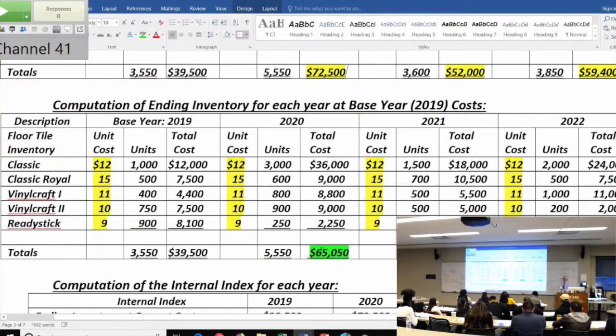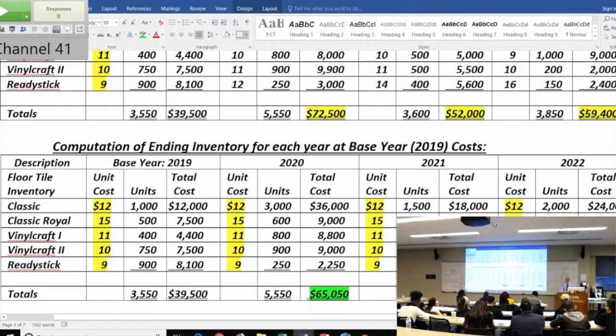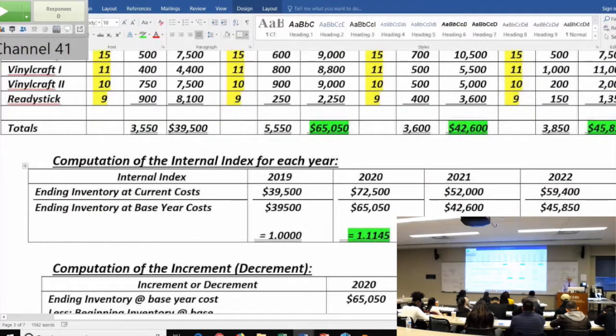For the second year, I do the same thing. I take the FIFO cost or the current cost of 52 divided by the 42.6 at the base year price. Now I've got an index at 1.2206. And then finally, in the last year, 59 is the current cost. The 450,850 is your base year, and that's your price index.